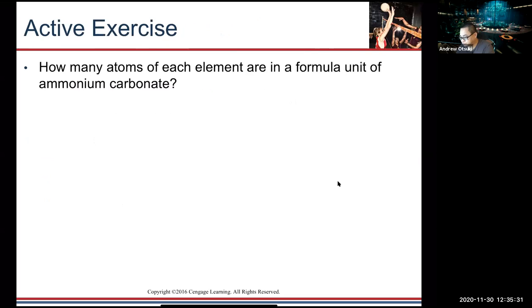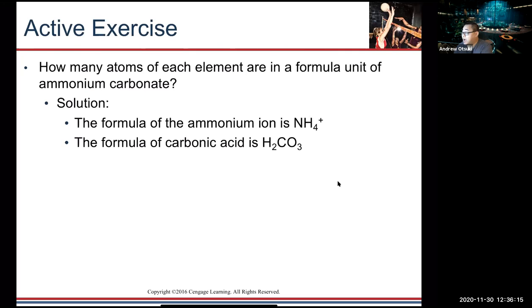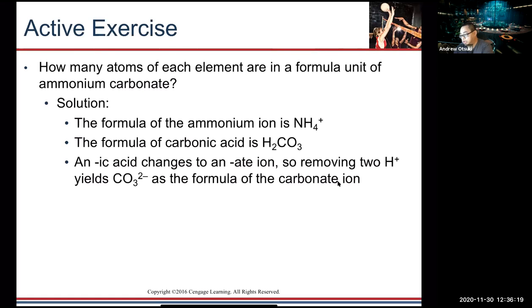So that is how we break down the formula. Okay, if I have ammonium carbonate, how many atoms of each element do I have? Let's remember that ammonium is NH4 plus. To remember these ions, I recommend making flashcards because it will help a lot with remembering the structures and the names of these things. Remember carbonate is from carbonic acid, which has 2 hydrogens attached to it. If we remove the 2 hydrogens, we get carbonate, so we have CO3 2-. These are the formulas for these ions. Carbonic acid, the ic changes to ate, and we remove the 2 H pluses.